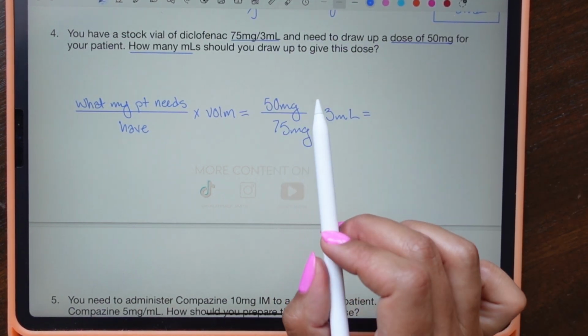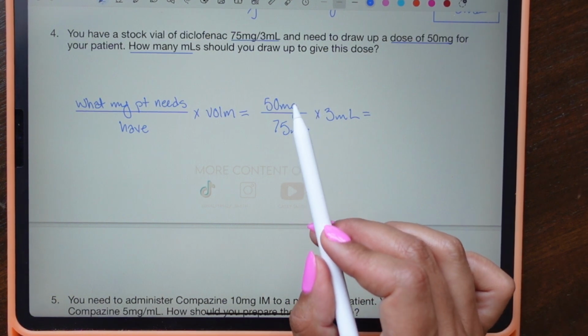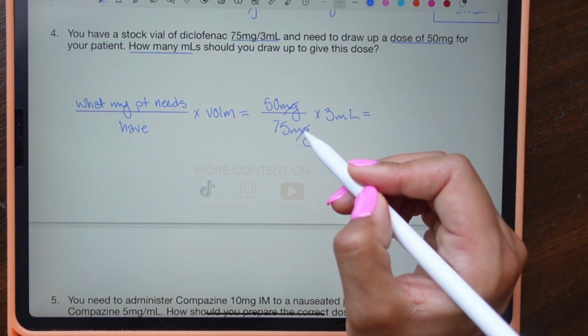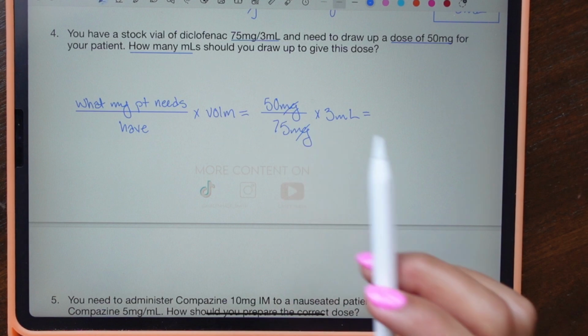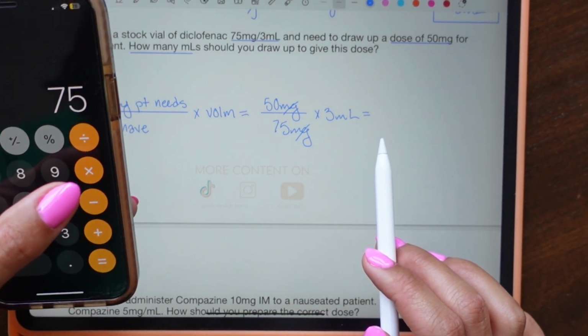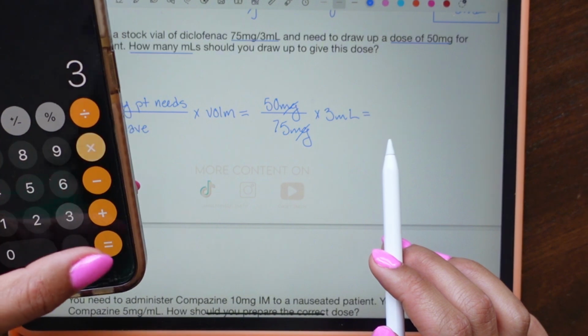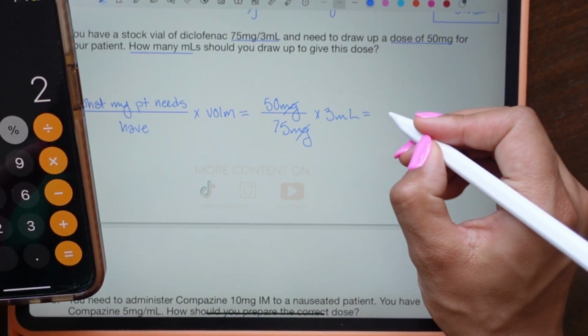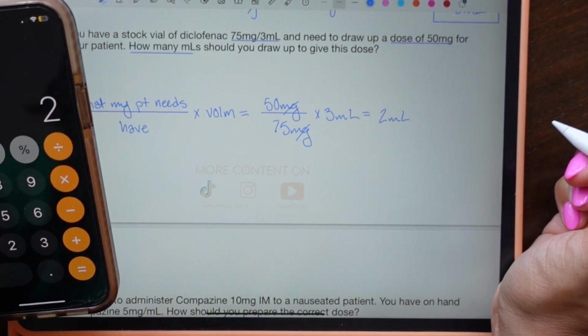Let's plug this into our calculator because this question was nice. We've got milligrams over milligrams. Those are going to cancel. We'll be left with mils, which is what we need to solve for. Plug into our calculator 50 divided by 75 times 3. And we get 2 milliliters.